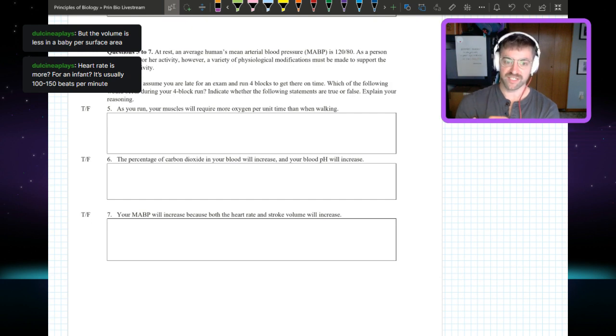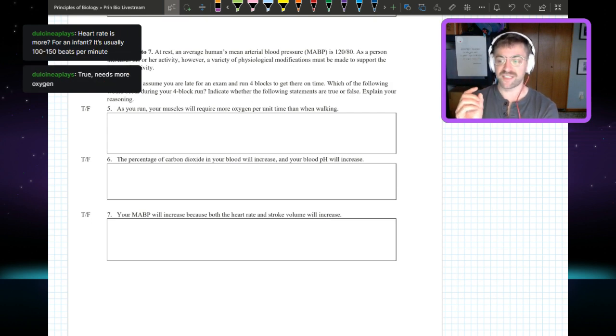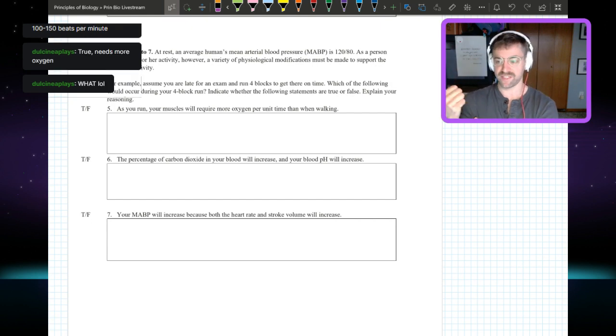Blood CO2 will increase and your blood pH will increase. This is a tricky one. So this one's false. It does need more oxygen, and it's true that there's a higher level of carbon dioxide in the blood, but a higher level of carbon dioxide will produce higher levels of carbonic acid, which will reduce the blood pH. So low pH means higher acidity.